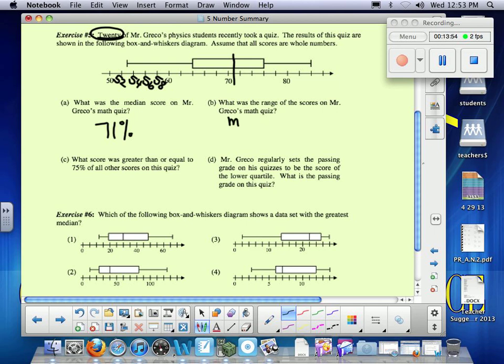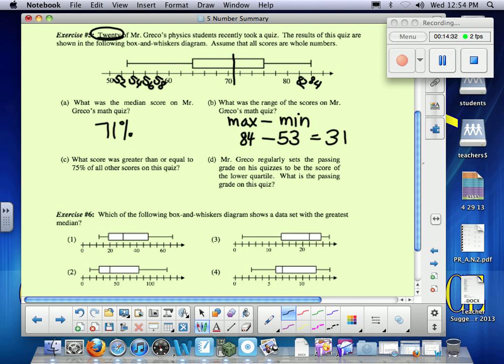What is the range of scores? So I need to know the max and subtract the min. What's our max? 84, good. Minus our min, which is 53-ish. So those grades are spread out over 31 points. It's kind of a big spread. Can you see that when you look at the box and whisker plot? Their grades are spread out quite a bit.